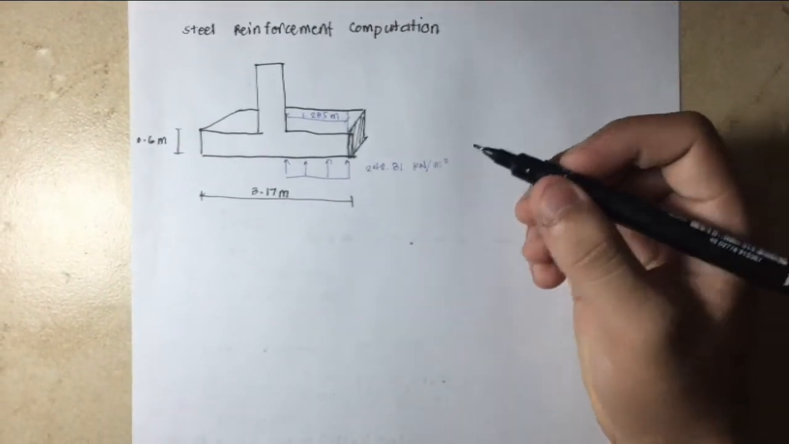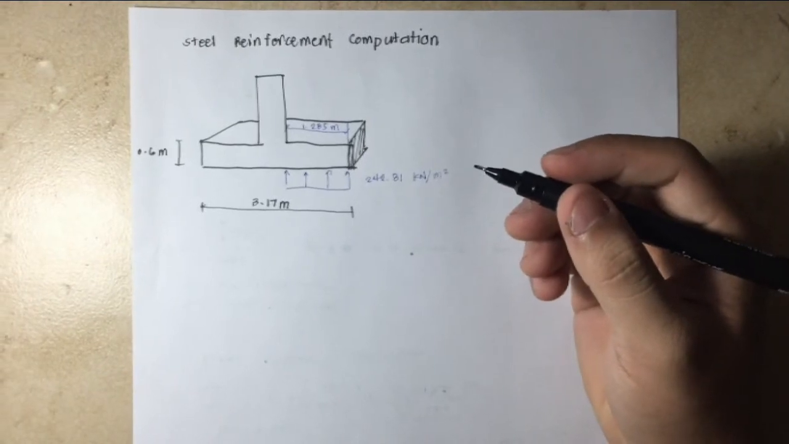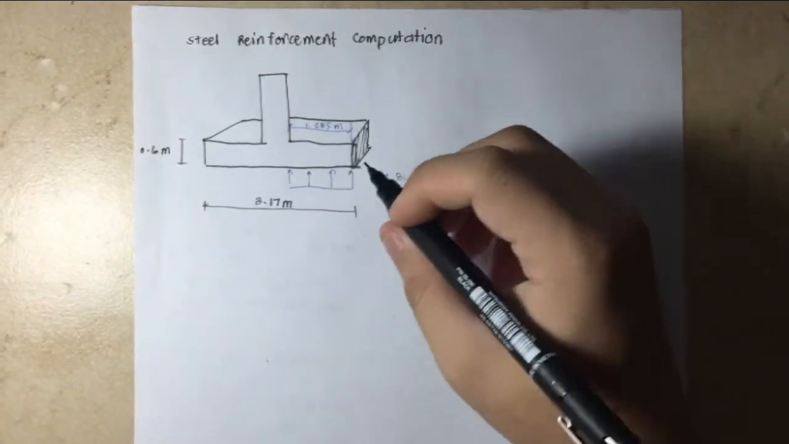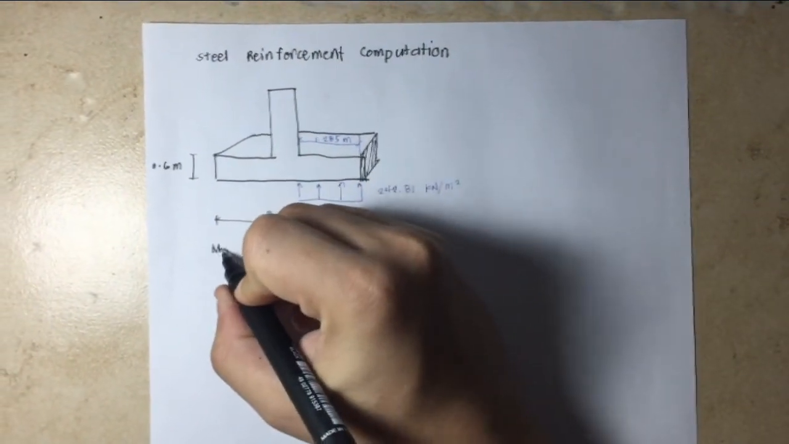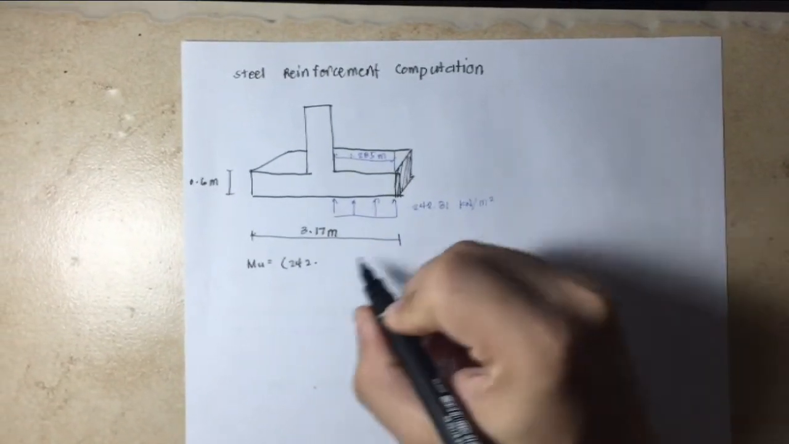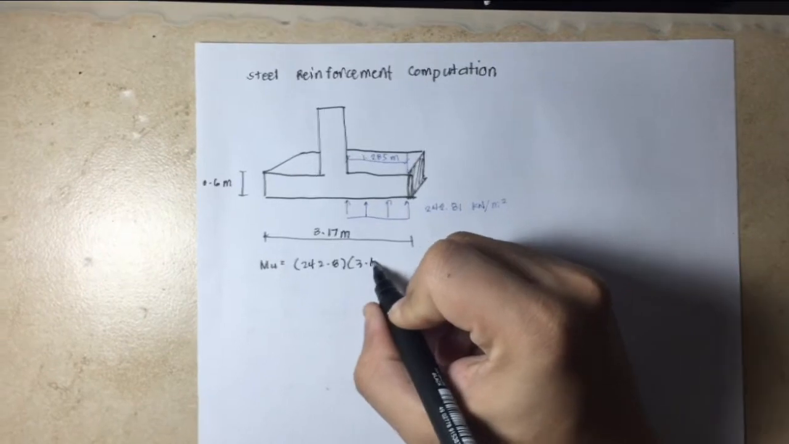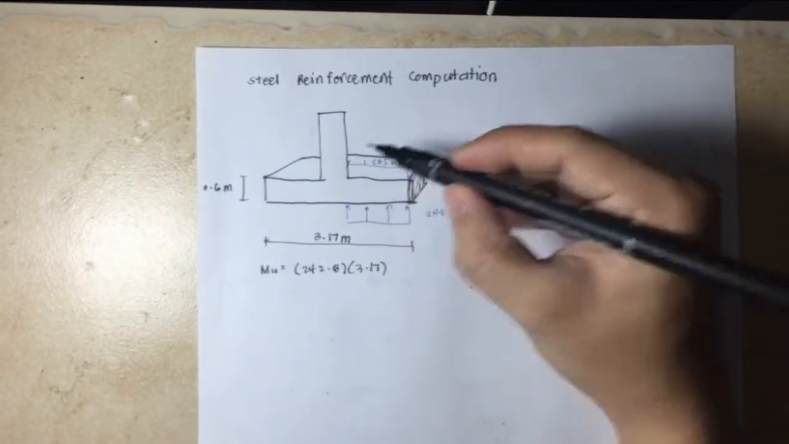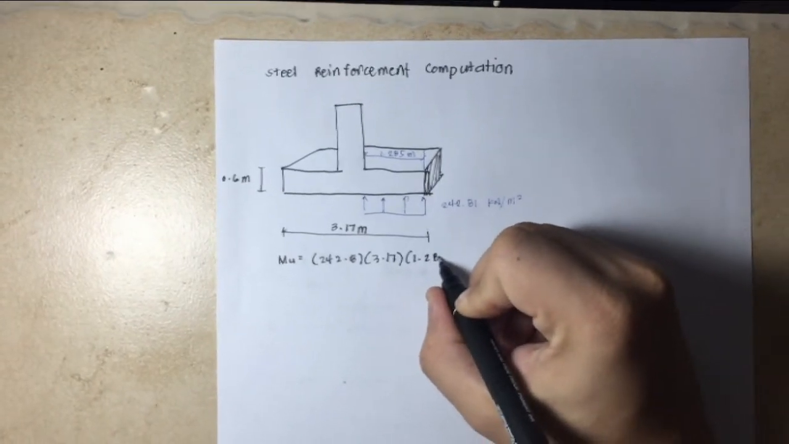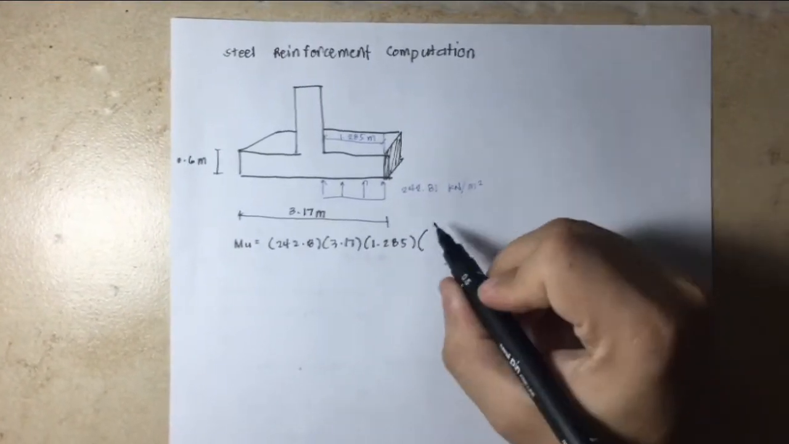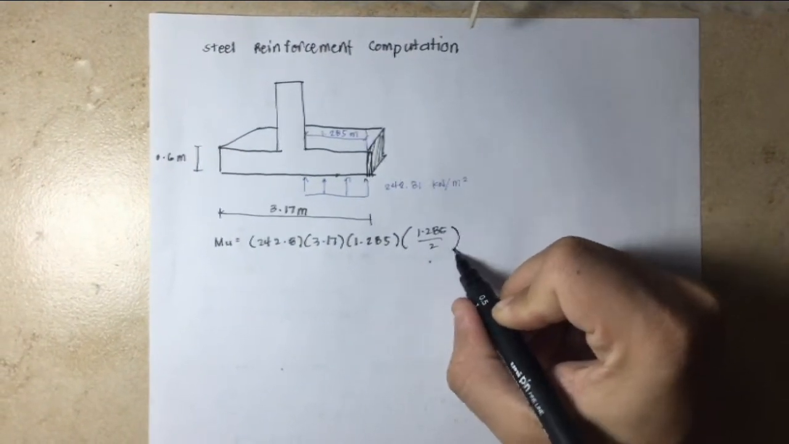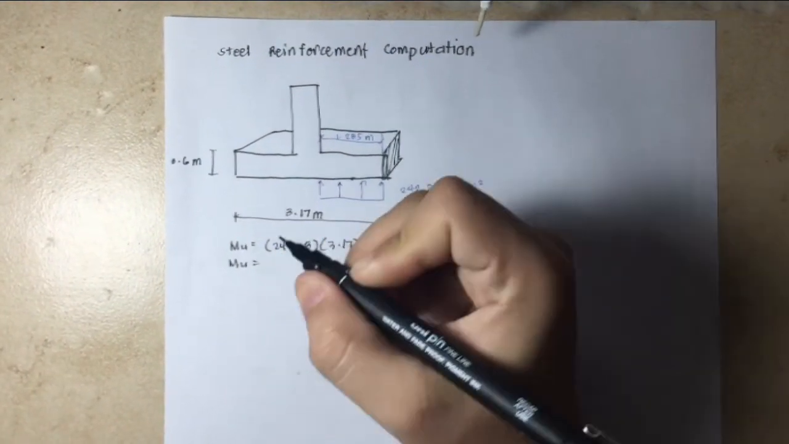Good afternoon, this is Jesse Golveo and I talk about steel reinforcement computation. For steel reinforcement computation, we need the maximum moment. The maximum moment can be solved by the soil pressure times the base times the distance from the edge of the column to the edge of the footing. It is 1.285 meters times its midpoint, 1.285 over 2.